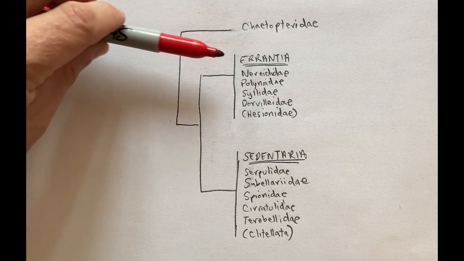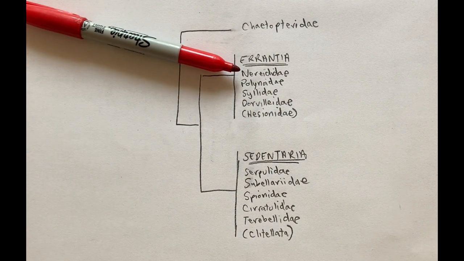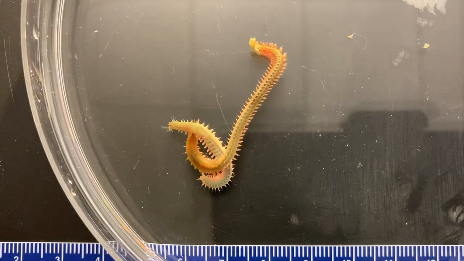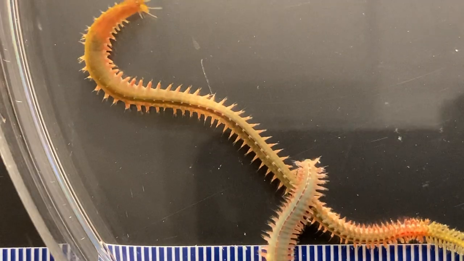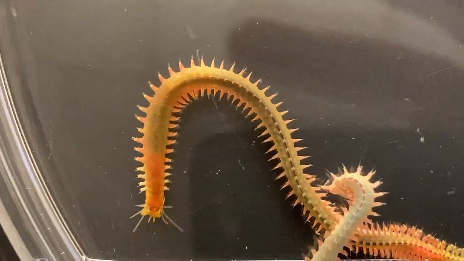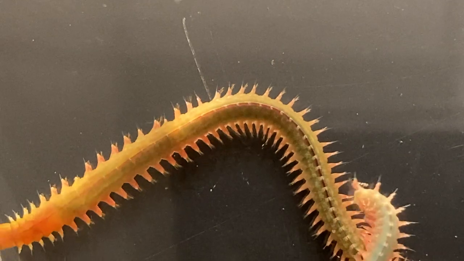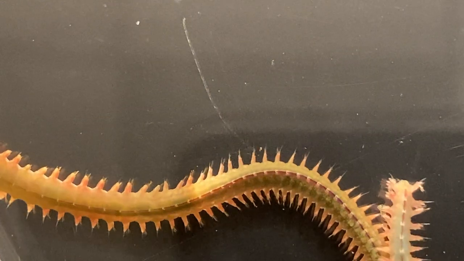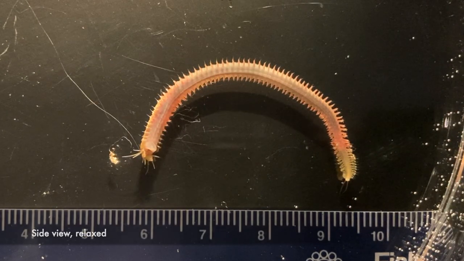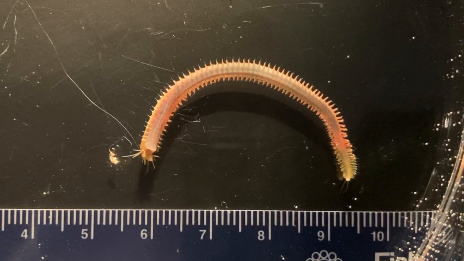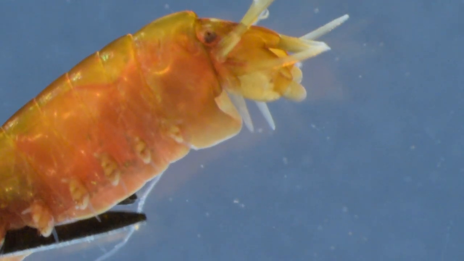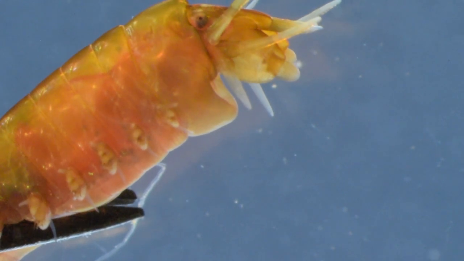We'll start in Aurantia with a Nereidid. Members of that group are often known as ragworms. The mouth is easily visible just ventral to the prostomium. It's surrounded by the first segment, the peristomium.